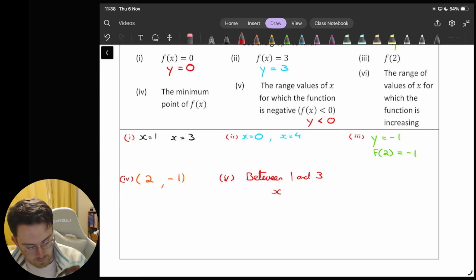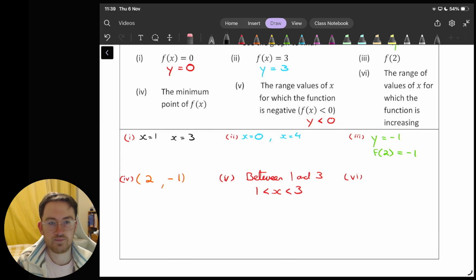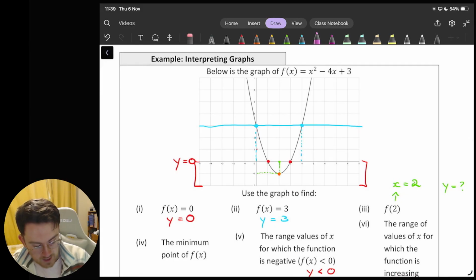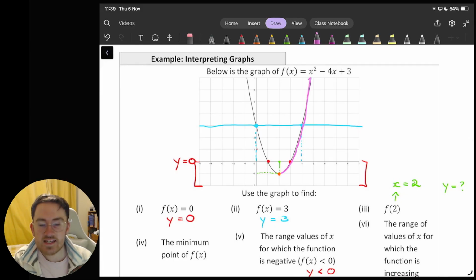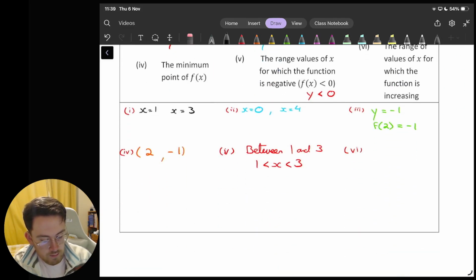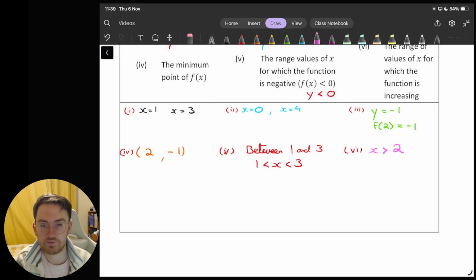So let's try and write this mathematically now. We use our inequalities: x greater than 1 but less than 3. The range of values of x for which the function is increasing. Looking at my graph here, I would say that my function is increasing after this point all the way upwards. We said that increasing and decreasing will all be centered around that turning point, that maximum or minimum point. And you have to decide if it's to the right or to the left of that. Here it's going to be to the right, so it's for x values that are bigger than that turning point. So x values that are bigger than 2.